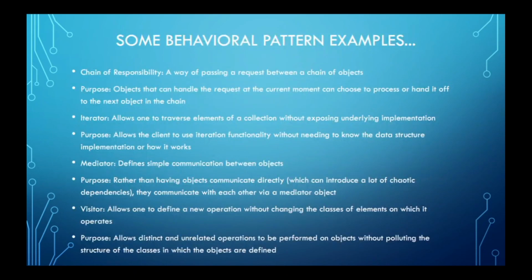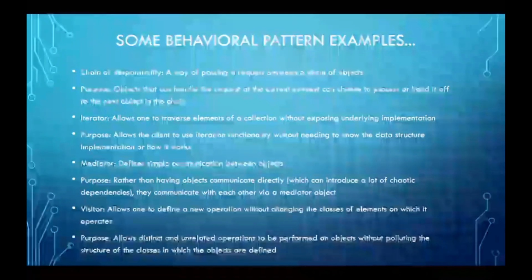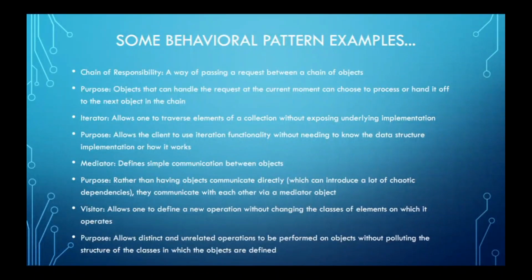So again, we have some examples of the behavioral design pattern. The first one is chain of responsibility. The chain of responsibility is a way of passing a request between a chain of objects. Its purpose is that objects that can handle a request at the current moment can choose to process it or hand it off to the next object in the chain.